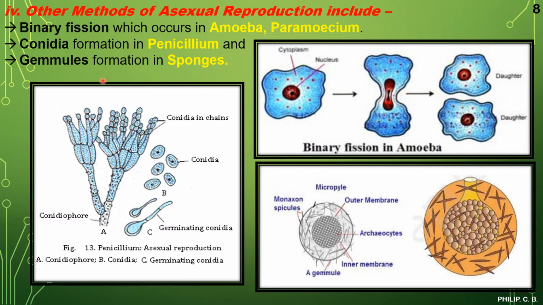Okay, third, gemmule formation in sponges. Here you can see the gemmule, where the inner membrane, archaeocytes, outer membrane, micropyle and monaxon spicules are present. In a higher image you can see how it actually appears. Okay, so that is the third type, gemmule. Other than the three main types of asexual reproduction we learned, here are three more. So remember the names: binary fission, with the example Amoeba and Paramecium; conidia, in Penicillium; and gemmules, which take place in sponges.